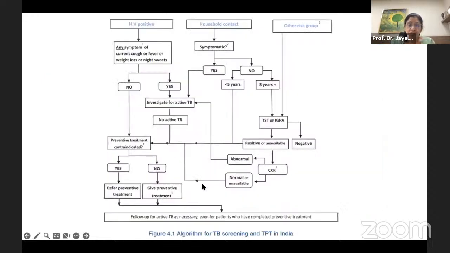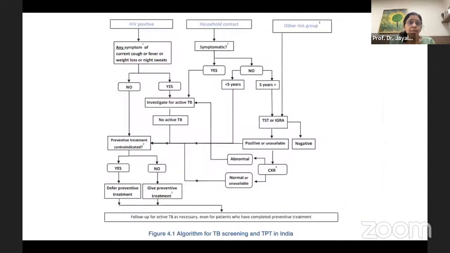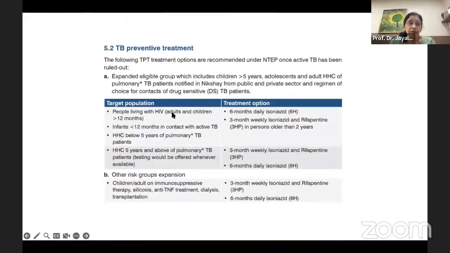So prevention of tuberculosis is recommended for patients who have been confirmed to not have any active tuberculosis, but who have been exposed to a sputum-positive case of tuberculosis. So there will be 3 groups, basically: household contacts, HIV-positive patients, and other risk groups. First you see if the patient is symptomatic, rule out any active tuberculosis, and investigate for active tuberculosis by doing an X-ray and sputum. If all this is negative, then you can give the preventive treatment and follow up for active tuberculosis, even if they have completed preventive treatment.